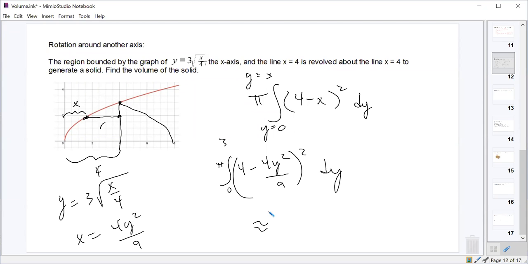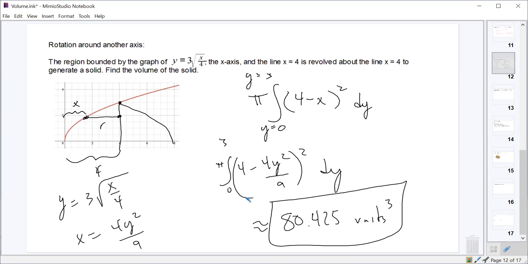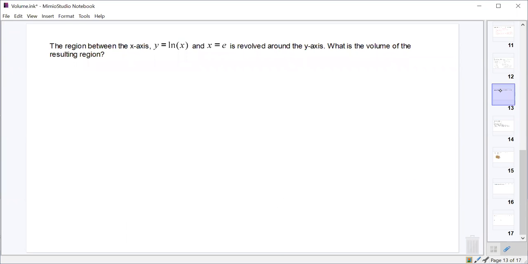I got 80.425. 80.425. You guys all agree with that? Yep. Cool. All right. Last one. I'll let you guys work through this one on your own. It's the last one we'll do today. And then we'll talk about cylindrical shells tomorrow and start talking about arc length tomorrow.